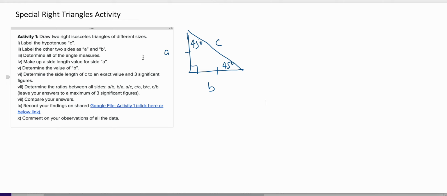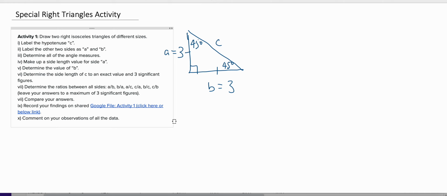Okay, and it says make up a side length value for side A. Okay, so let's just say it's equal to 3. Okay, determine the value of B. Well, it must be the same as A. Determine the side length of C, as an exact value and to 3 significant figures.